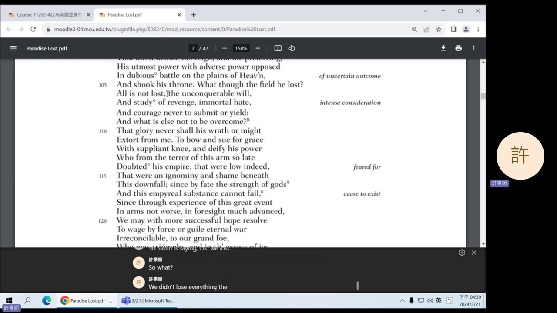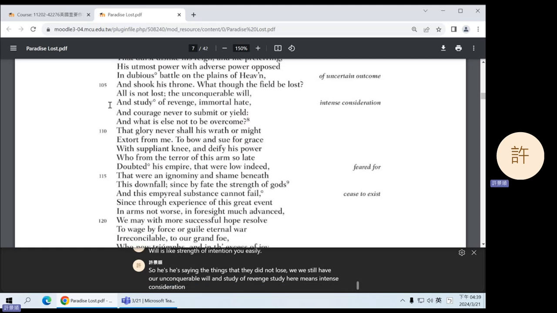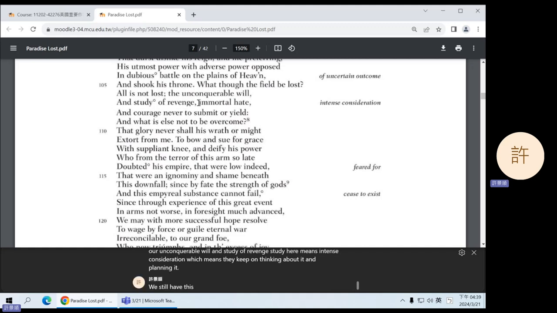The unconquerable will. Unconquerable means cannot be defeated. Will is like strength of intention, 有意志力. So he's saying the things that they did not lose. We still have our unconquerable will and study of revenge. Study here means intense consideration, which means they keep on thinking about it and planning it. We still have this. Immortal hate and courage never to submit or yield.